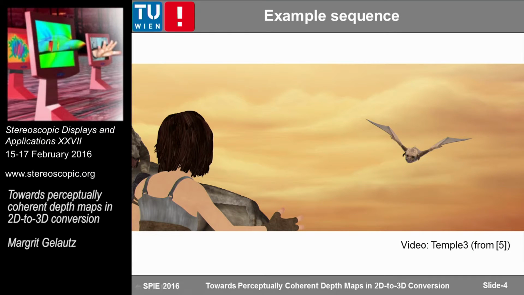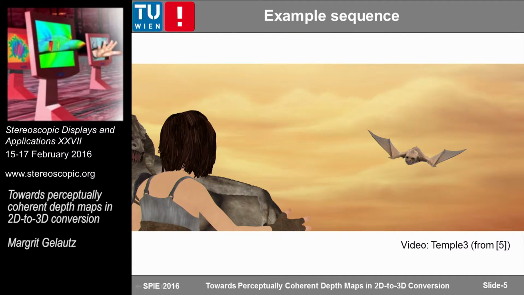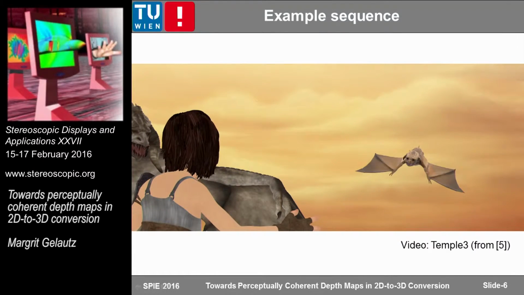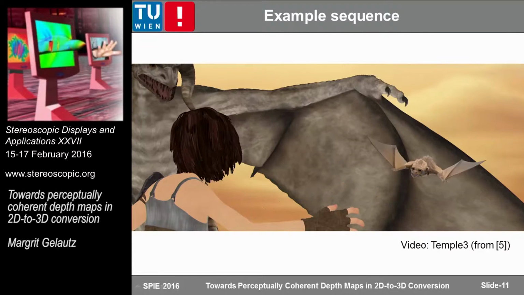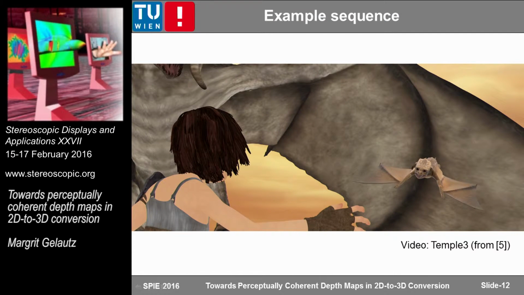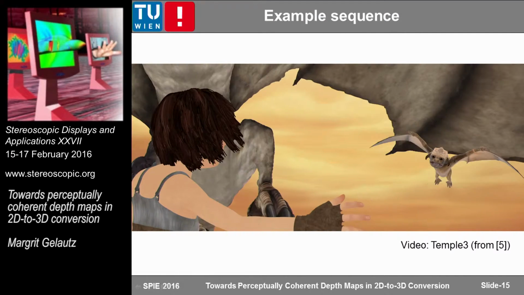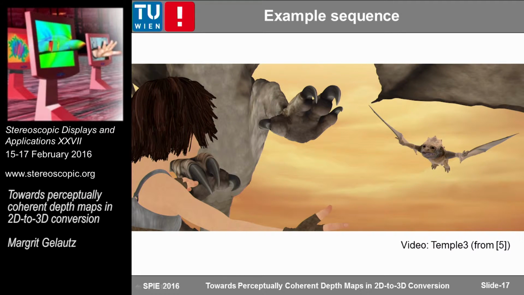So here is an example of what I mean by perceptual coherence. Let's take a look at this section of a video. We have the small dragon in the background that's coming closer. There's another dragon in the foreground, actually the big one here, and at some point in time the small dragon comes further to the foreground, so it's actually occluding the bigger dragon in the background. So it moves on.